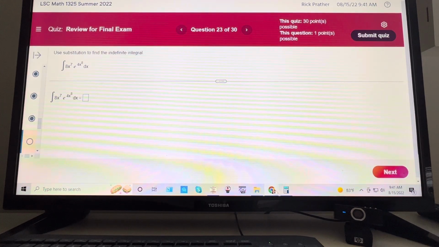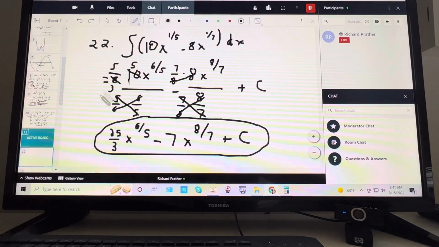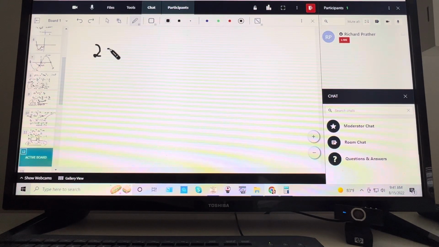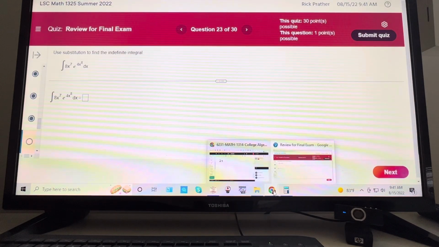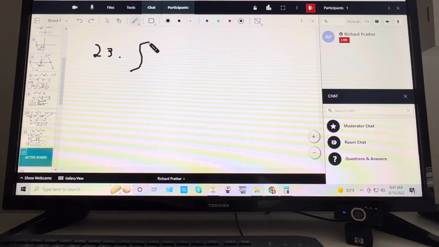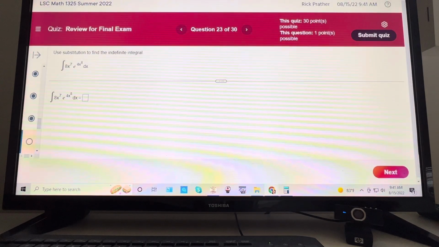Okay, then we have to use substitution, which is the next thing we learned in section 7.2. So generally this review has one problem from every section we did. Some have a couple of problems if there's two main topics in a section, but one or two problems from each section. So integral of 8 x to the 7th.